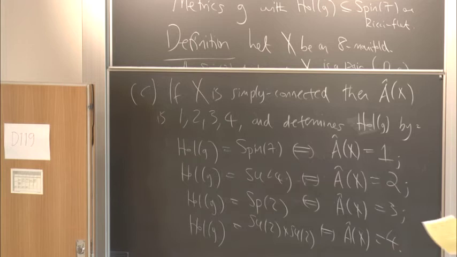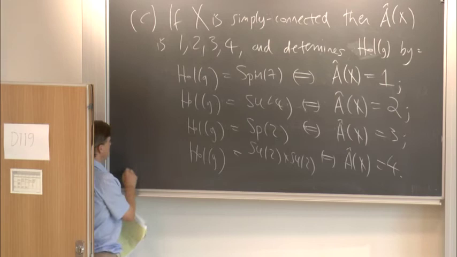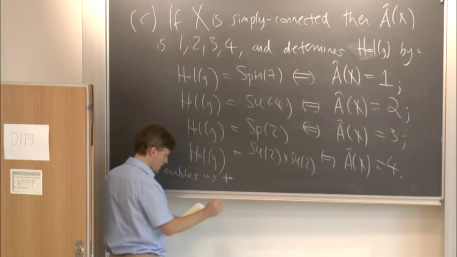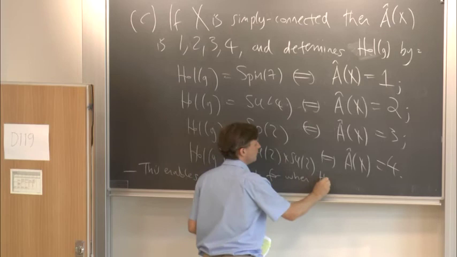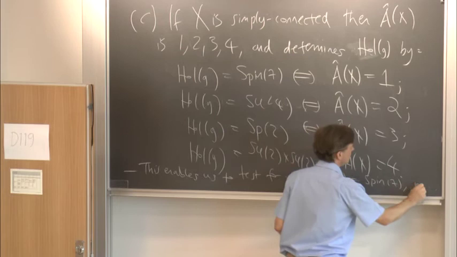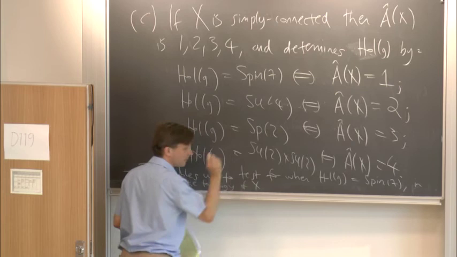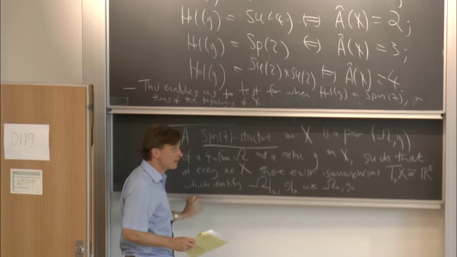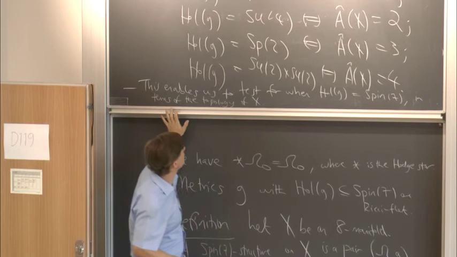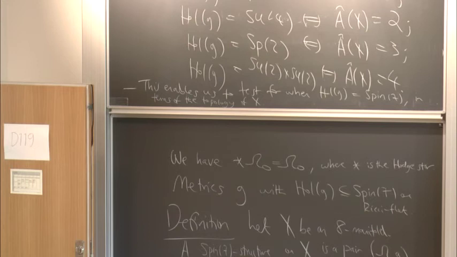So basically, this enables us to test for when the holonomy group of G is Spin(7) in terms of the topology of our 8-manifold X. So if we're trying to construct some compact 8-manifold with holonomy Spin(7), then once we've constructed a torsion-free Spin(7) structure on it, we just have to make sure that X is simply connected and its A-roof genus is 1, where we can compute the A-roof genus from the Betti numbers using that equation. Okay.